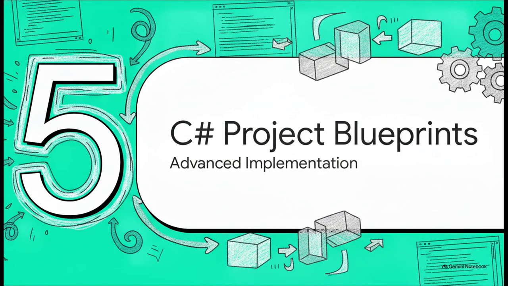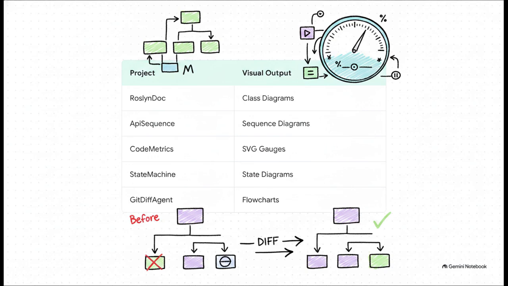Moving right along to Section 5, 5 C# project blueprints. Time for some advanced implementation. Now, taking this to an enterprise level, what's really interesting here is how each tool maps to a specific developer pain point. We have 5 production-ready C# blueprints here, all leveraging Microsoft Phi models. First up, we have the Roslyn Mermaid DocGen, an AST analyzer, which simply means it reads your code structural tree to generate class diagrams and map out system coupling.